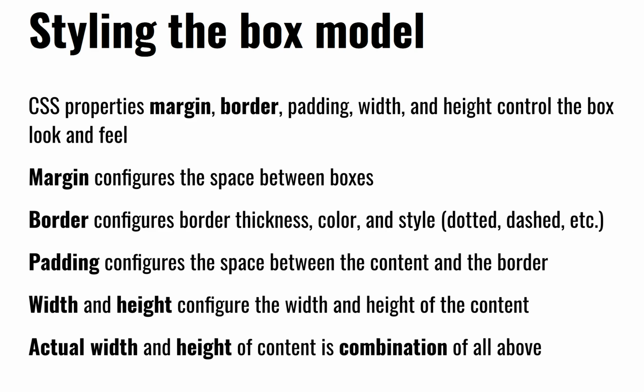I forget. CSS margin, border, padding configures the space between the boxes; borders configures the thickness, color; padding, width, height. And the actual width and height is the combination of all these above. Did I answer that? Well, they control different things, right?